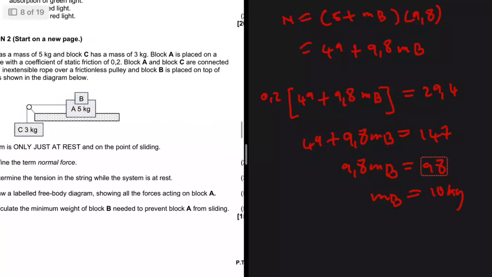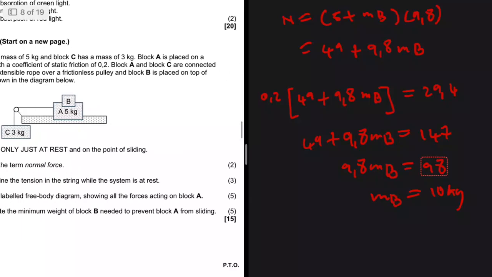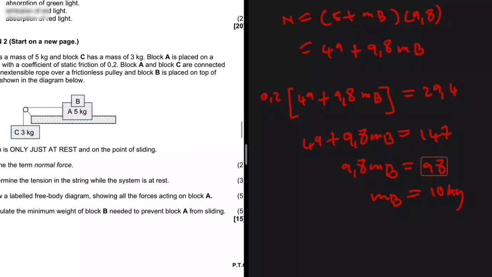So calculate the minimum weight of block B. Oh, the question says the minimum weight. So I'm not actually looking for the mass, I'm looking for the minimum weight needed to prevent block A from sliding.